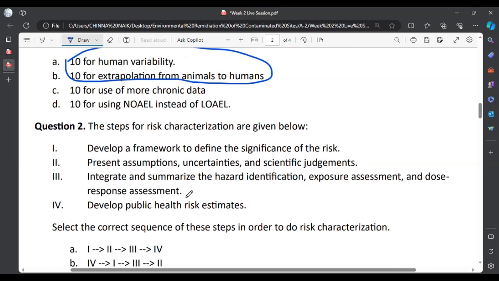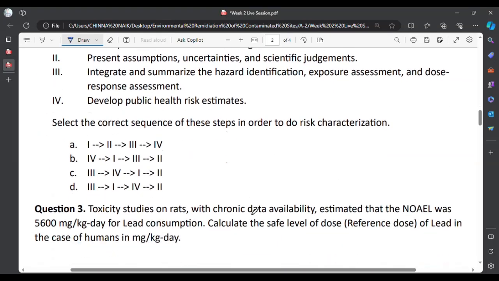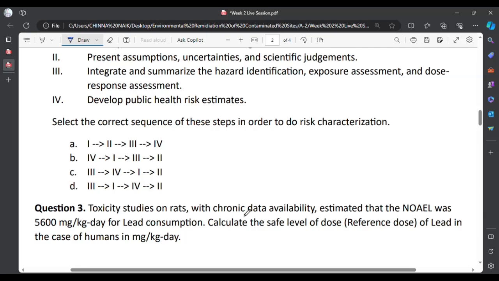So chronic data is already available. They mentioned chronic data is already available. We would consider the chronic data uncertainty factor only if chronic data were very limited. But it is mentioned that they already have chronic data, meaning sufficient chronic data is available. So we don't need to consider the chronic data availability uncertainty factor. Okay.